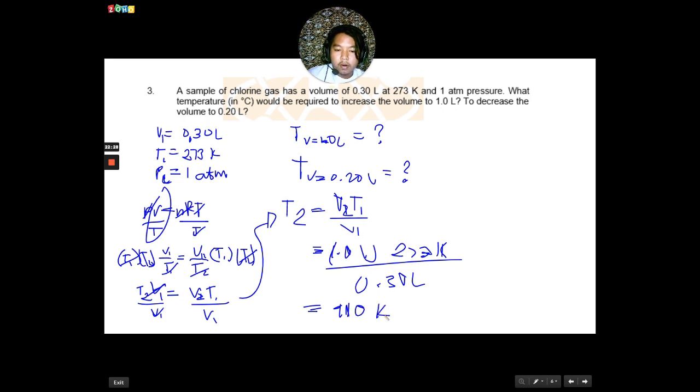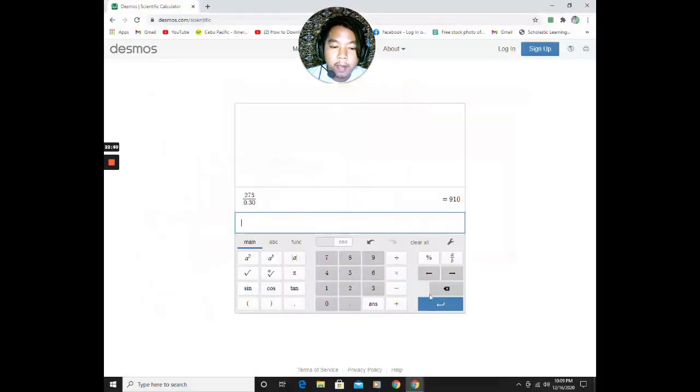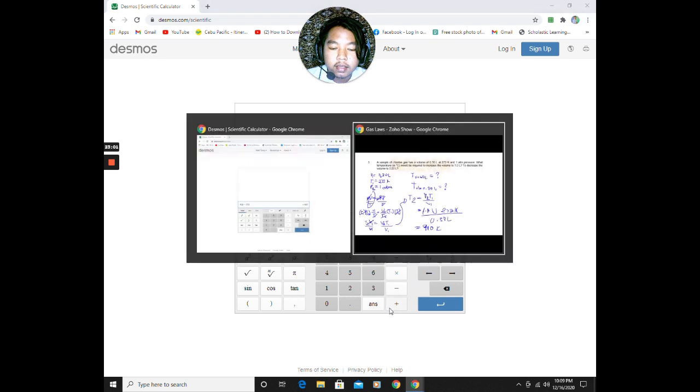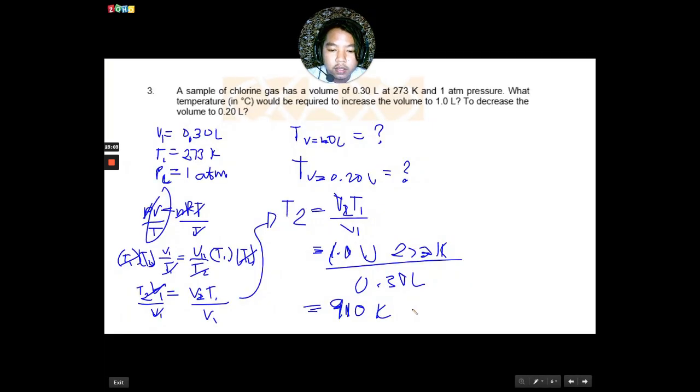Alright, so maybe this is an internet problem, so I'll just answer the first four and I'll upload the last four tomorrow. 910 Kelvin, but it is asked in Celsius rather. So to get the Celsius, we subtract 273, so 910 minus 273, that would be 637 Celsius.